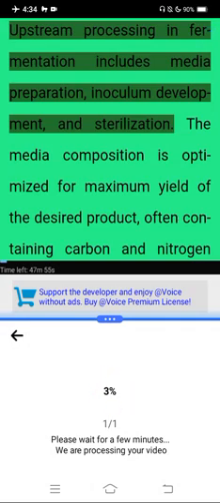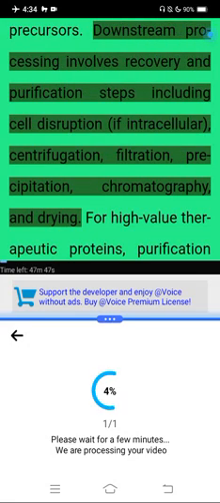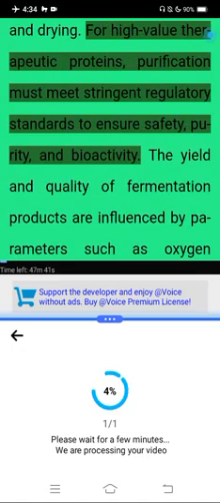Upstream processing and fermentation includes media preparation, inoculum development, and sterilization. The media composition is optimized for maximum yield of the desired product, often containing carbon and nitrogen sources, trace elements, and precursors. Downstream processing involves recovery and purification steps including cell disruption if intracellular, centrifugation, filtration, precipitation, chromatography, and drying. For high-value therapeutic proteins, purification must meet stringent regulatory standards to ensure safety, purity, and bioactivity.